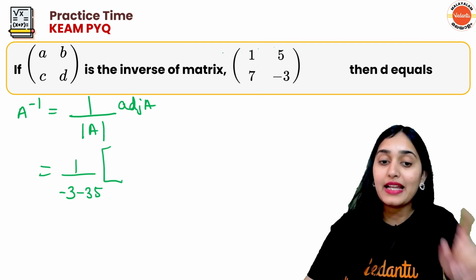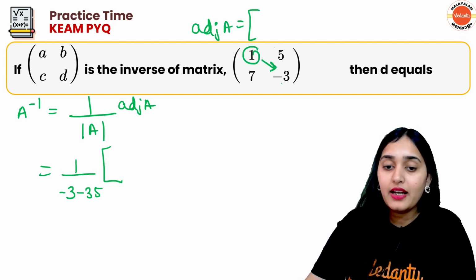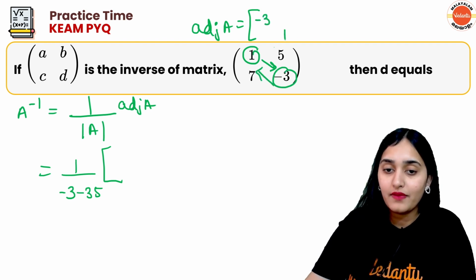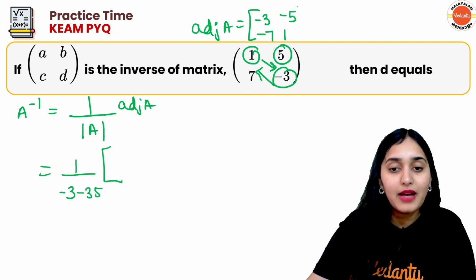Multiplied with the adjoint of A. How do we calculate the adjoint, do you remember? The adjoint of A will be: 1 will go there, minus 3 will go there. So minus 3 will come here, 1 will come here. 5 will become minus 5, 7 will become minus 7.